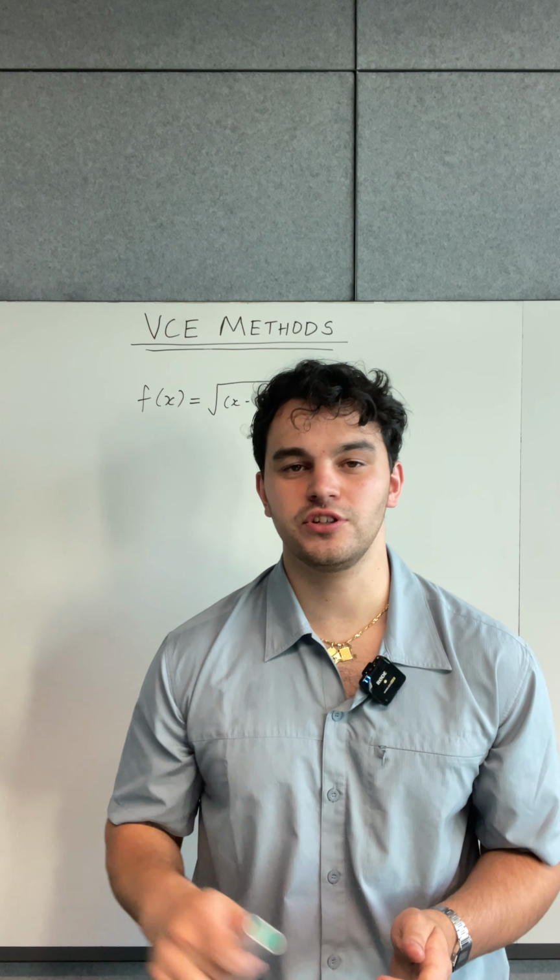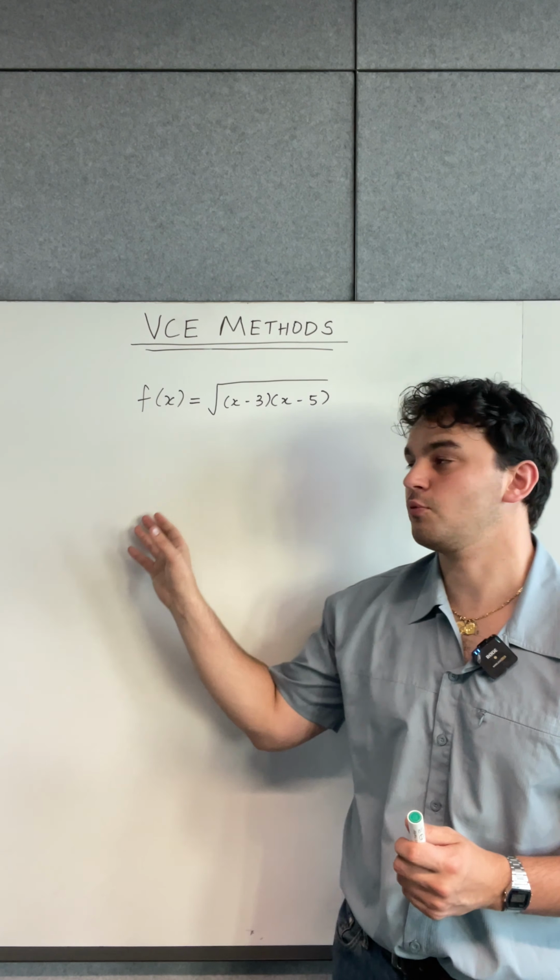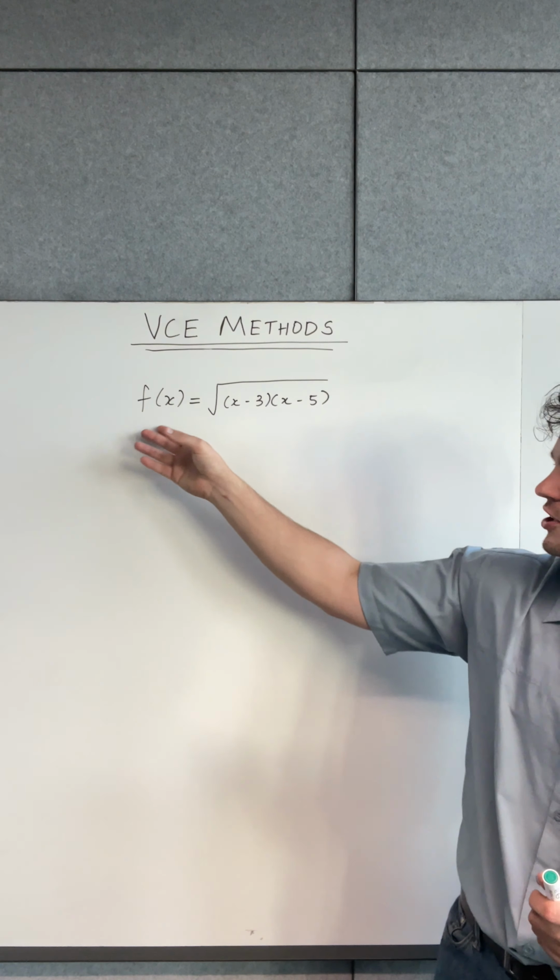95% of VCE Methods students don't know how to answer this question. In this case, we have a composite function, f of x is equal to the square root of (x minus 3) multiplied by (x minus 5), and we're asked to define the implied domain of this particular function.